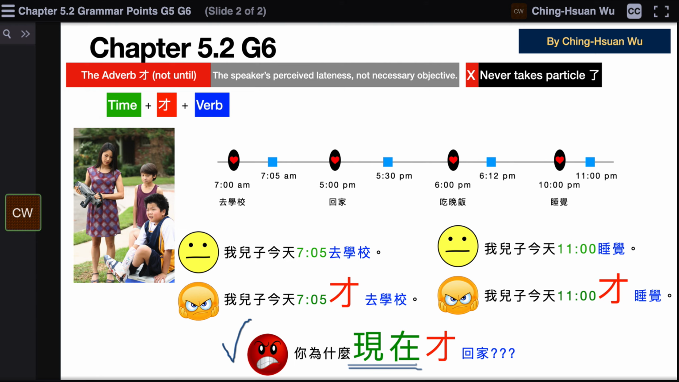The mom expects her sons to come home at 5 sharp. But today, these two boys didn't come home until 5:30, and the mom is already waiting at the door. So as soon as these two boys came in, she said with a very angry voice, 你为什么现在 right now, right this moment 才回家? Why didn't you come home until just now? As you can see, the time part can be 现在. It doesn't need to be the specific time.